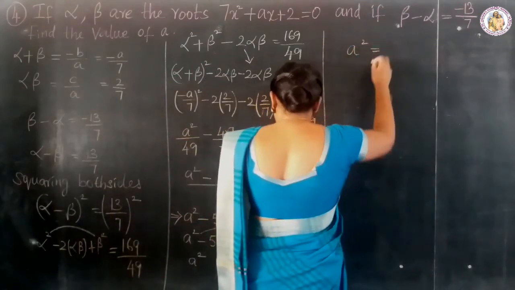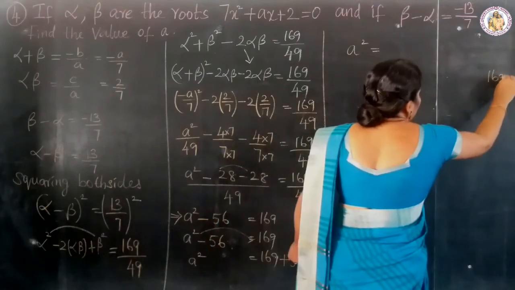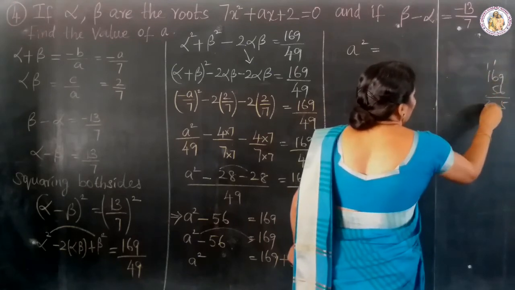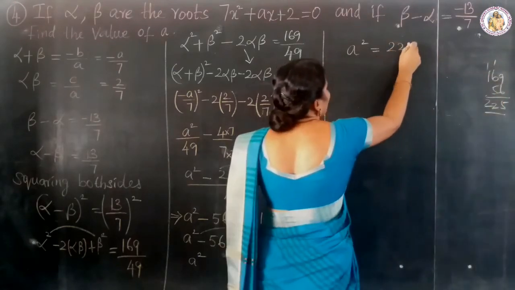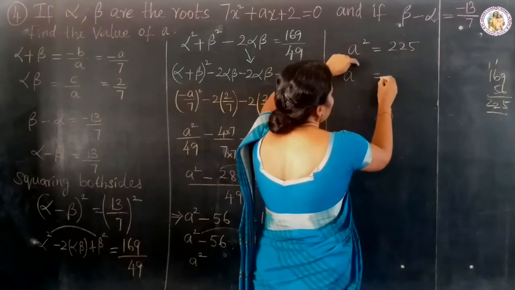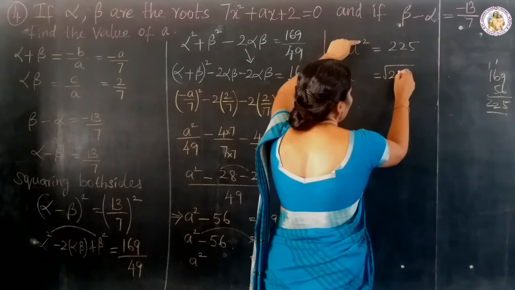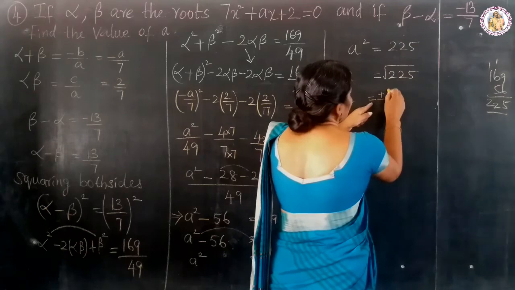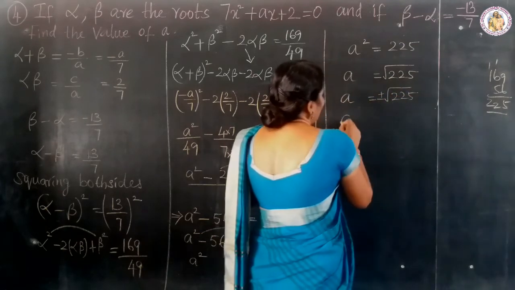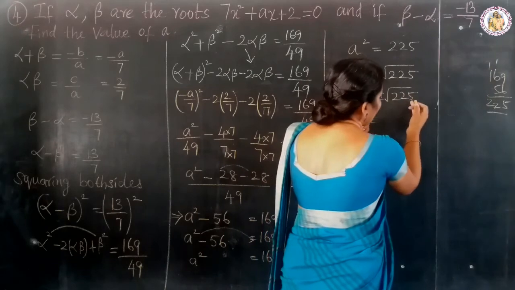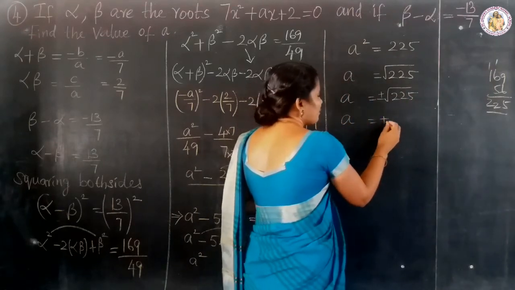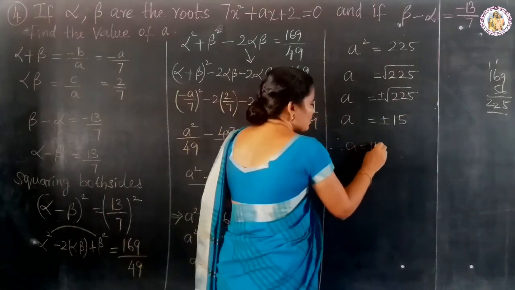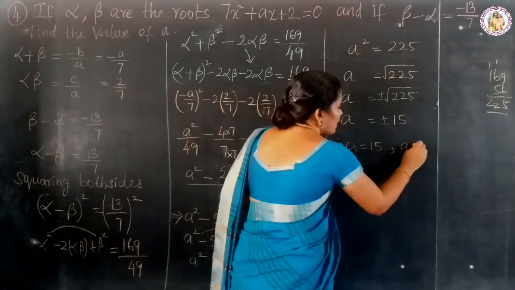a square is equal to 169 plus 56, which is 225. Now, a is equal to the square root of 225. So a is equal to plus or minus the square root of 225. Therefore, a is equal to... 225 is 15 into 15, so plus or minus 15. Therefore, a is equal to plus 15 and a is equal to minus 15.